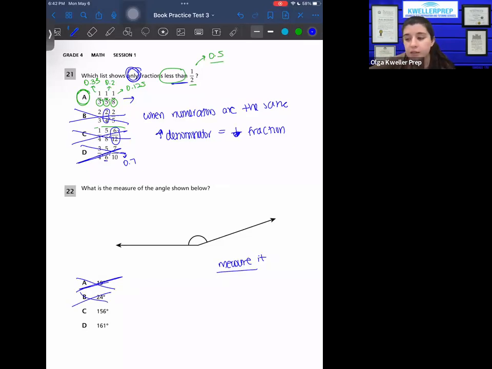What kind of angle is this? We said the name earlier in our lesson on the first page of the 4th grade packet. How would we describe this angle? It's obtuse. Excellent. And that means that it's greater than 90, right? So there's no way I'm picking A. There's no way I'm picking B. And once you guys measure it, the correct answer is choice D, 161. And again, obtuse means greater than 90.